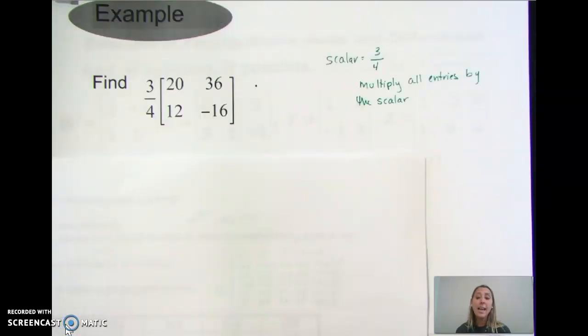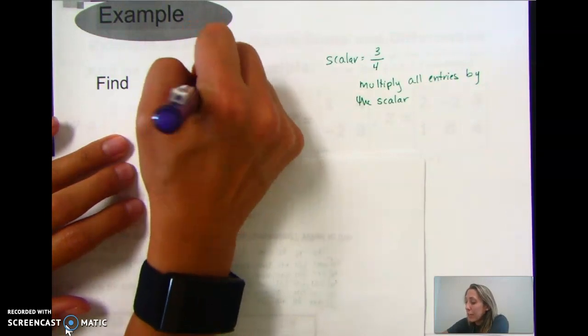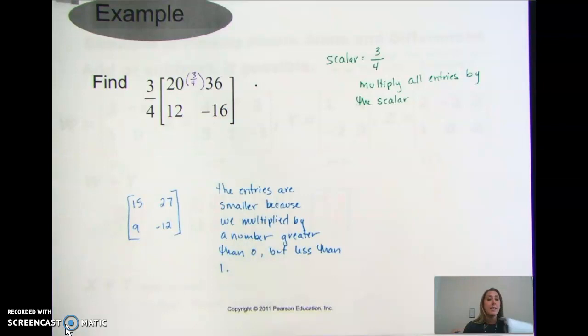So a scalar can be a number that is less than 1 but greater than 0. It can also be negative. It can be any real number. So the scalar on this one is 3/4. And we're going to multiply all the entries by the scalar. So we're going to do the same thing we did before. So we're going to multiply every entry by 3/4. And when I do that, I get that. So this would be your answer.